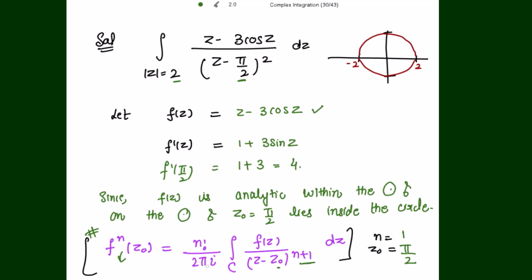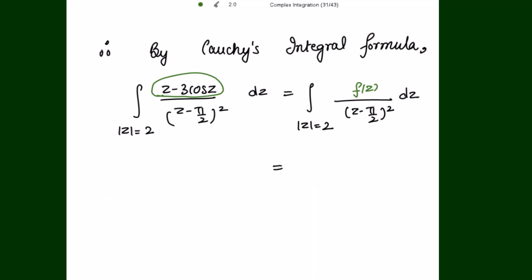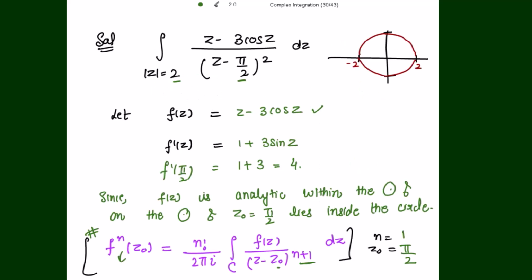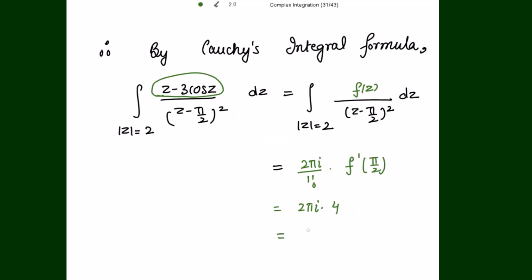Just take 2 pi i to the other side and n factorial to the denominator of the left hand side. So from here we get 2 pi i over 1 factorial into the first derivative of the function at pi by 2. So this is equal to 2 pi i, and we have calculated this value as 4. So this is into 4, that is equal to 8 pi i. Hence this is the required answer. Thank you.